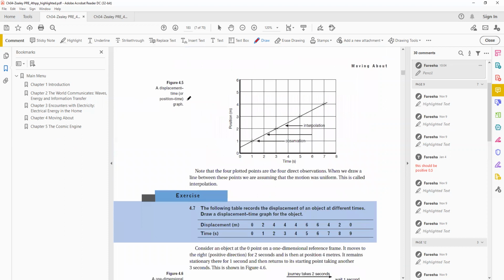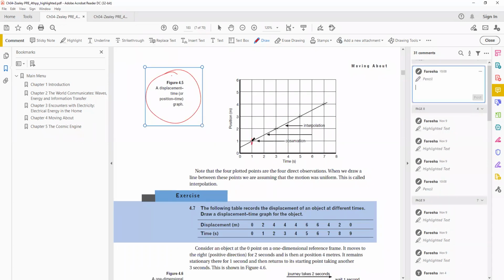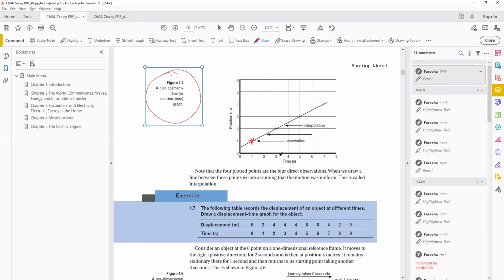ये वाला, अच्छा ये वाला है, right? So this is the one. Okay, so 1 second is here. ठीक है, this is 1 second, this is 3. अब ठीक आ रहा आंसर, ठीक है ना?